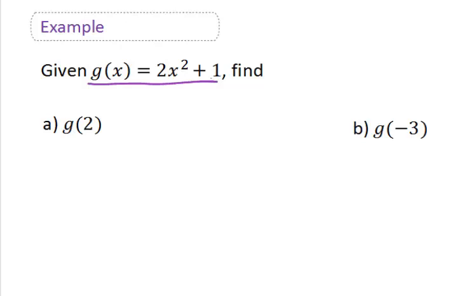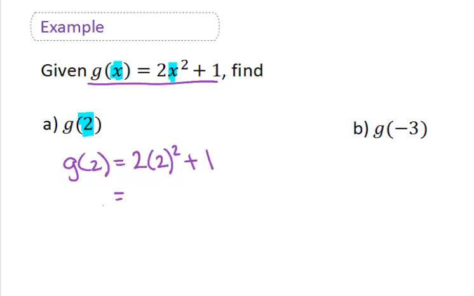G of x is equal to 2x squared plus 1. So all we do is we take this 2 and we plug it in for every place that we see an x. So G of 2 is equal to 2 times 2 squared plus 1. And then we just use our PEMDAS from here.